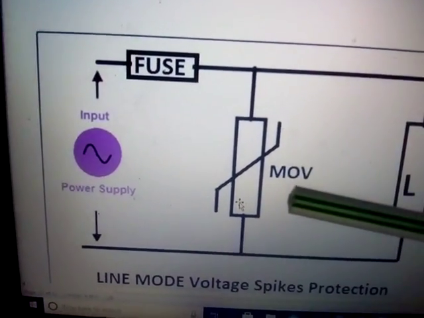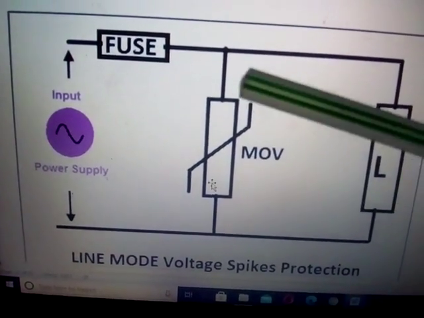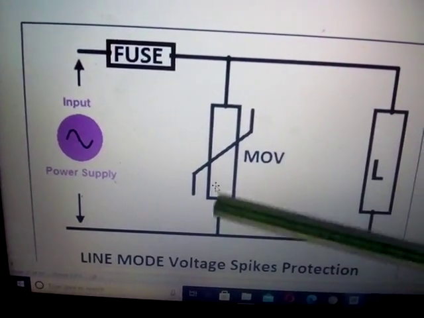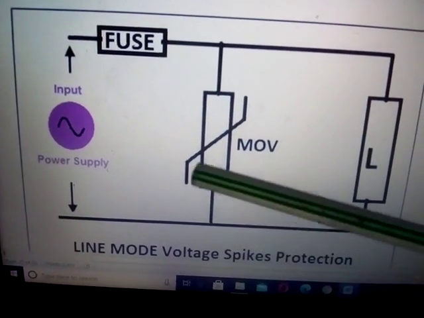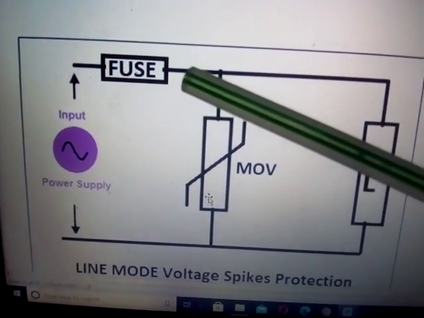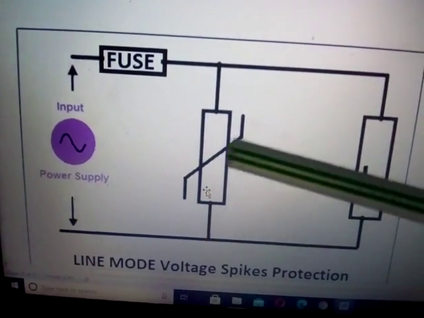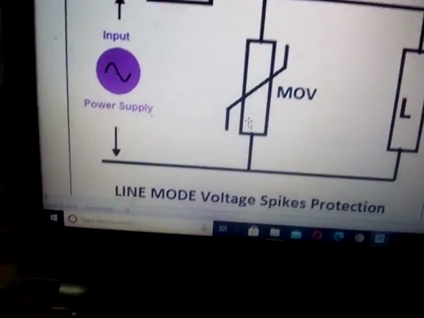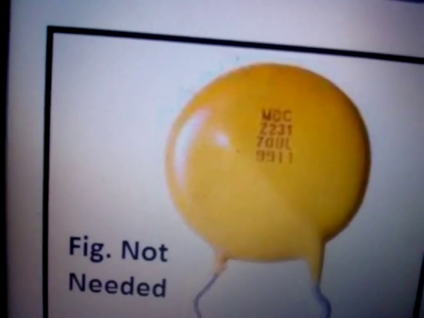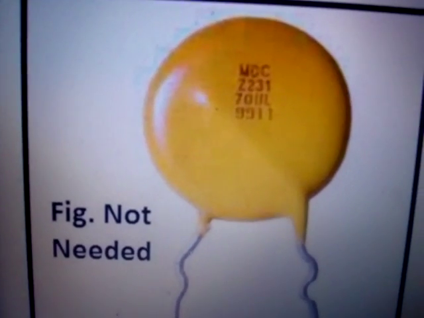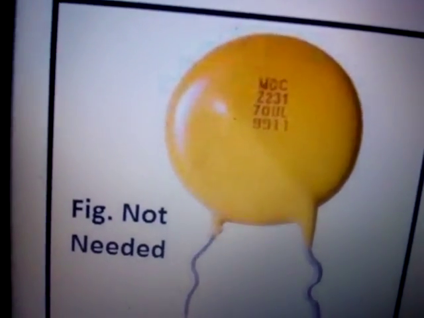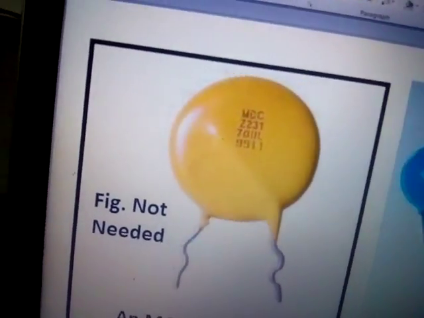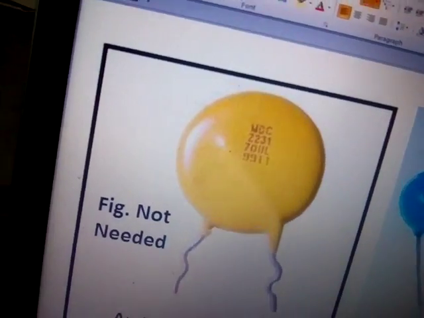When the voltage increases beyond the limit, this will act as a conducting circuit and it will draw current. When you draw current, the fuse will blow if it is for a long time, else it will take the current from there to here. So it will protect this circuit. Examples of MOVs. Sometimes thermistors also come in the same package. So you should know that.